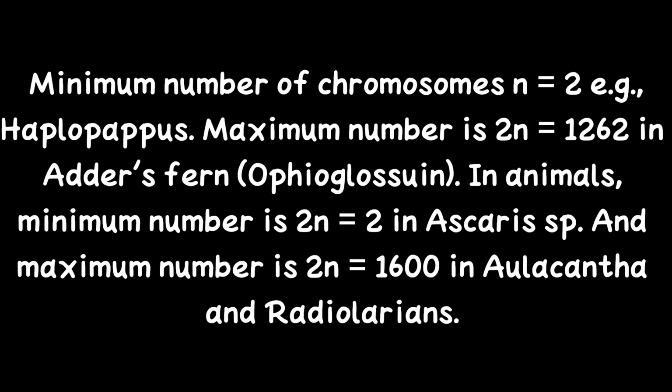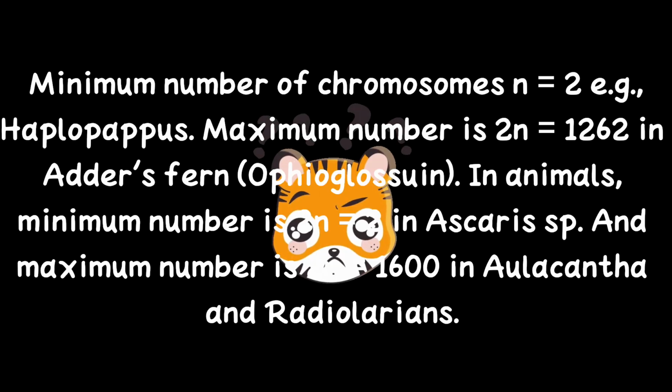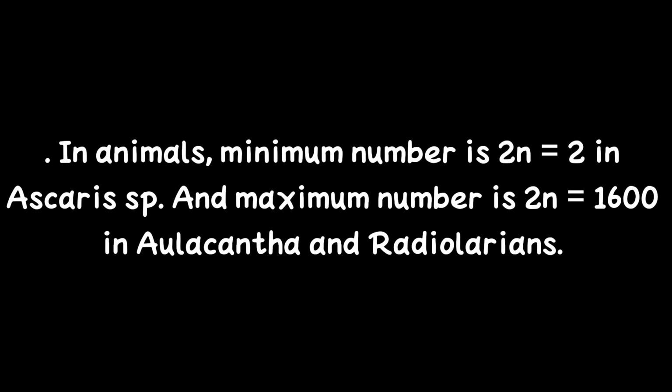For example, Haplopappus. The maximum number is 2n equal to 1262 in Adder's tongue fern, and in animals the minimum number is 2n equal to 2 in Ascaris species, and the maximum number of 2n equal to 1600 in Radiolarians and Aulacantha.